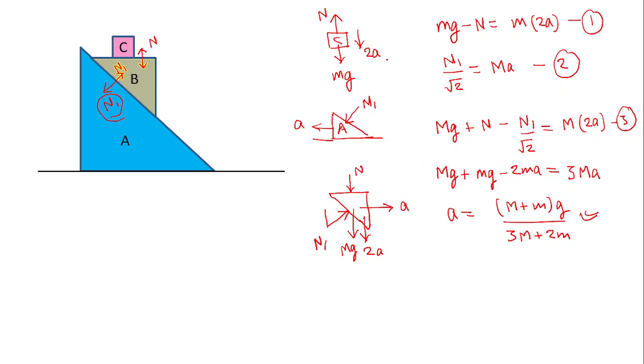What is our aim in the question? The aim is to find 2a, because 2a is the downward acceleration of block C. So our answer is 2a. 2a is what? 2 times (M plus m) g upon (3M plus 2m). This is our final answer.